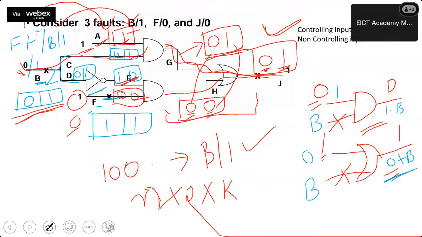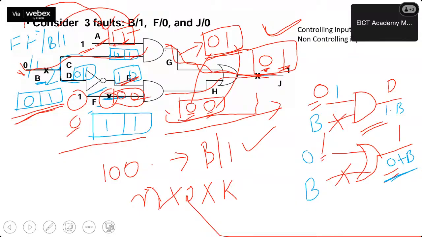So I hope you understood the serial fault simulation technique. If there are n number of faults available, then we need n passes. This is the first pass for a single fault. So if I want to detect F stuck at 0, I need to take care of another pass. Likewise, for J stuck at 0, I have to figure out another pass. So likewise, this is the serial fault simulation technique. So let's come to the next one.